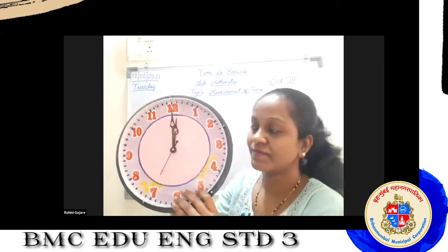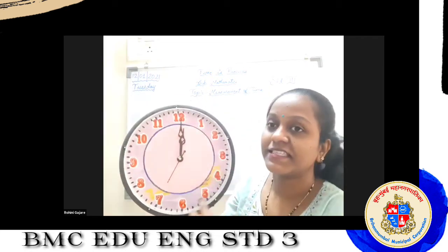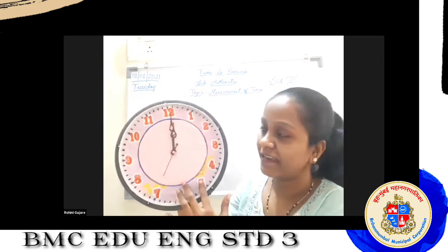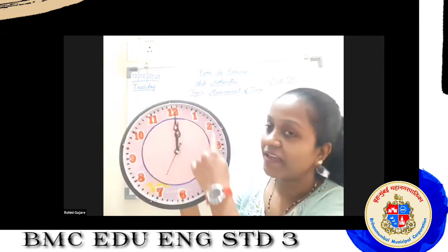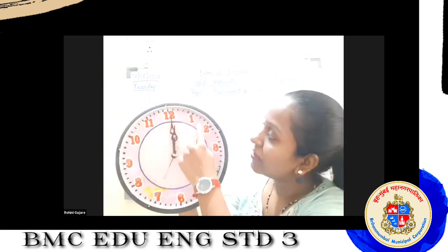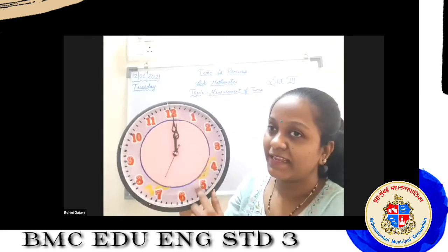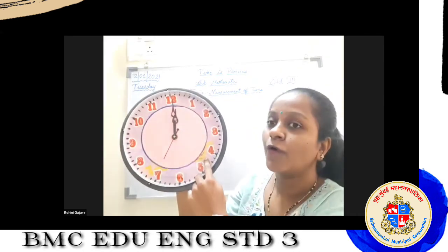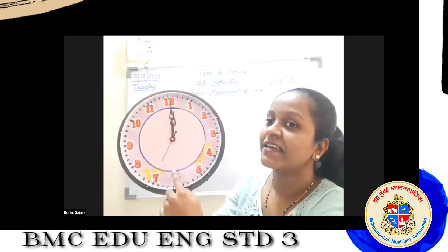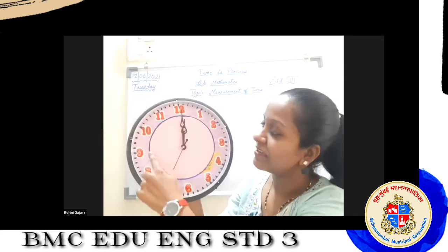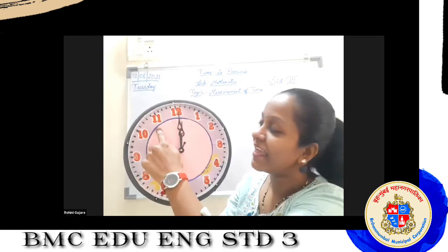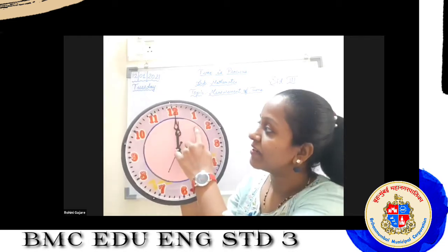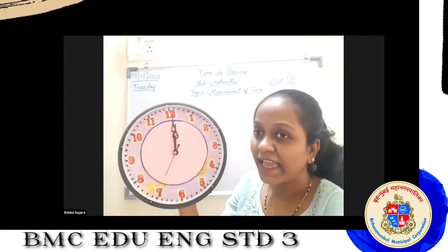Now see, this is the face of the clock. This is a dial. Now inside the dial, there are numbers written from 1 to 12. Okay, 1, 2, 3, 4, 5, 6, 7, 8, 9, 10, 11, 12. Yes, so there are the numbers written from 1 to 12.